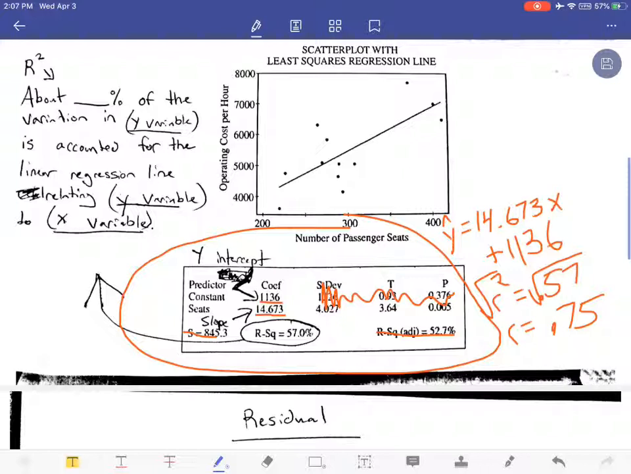So about 57.0% of the variation in operating costs per hour is accounted for by the regression line relating operating costs per hour to number of passengers' seats. Okay, so that's it. Just want to make sure you memorize that interpretation.